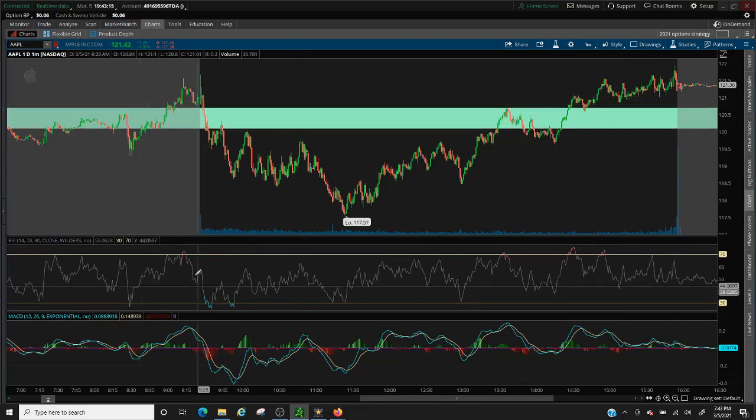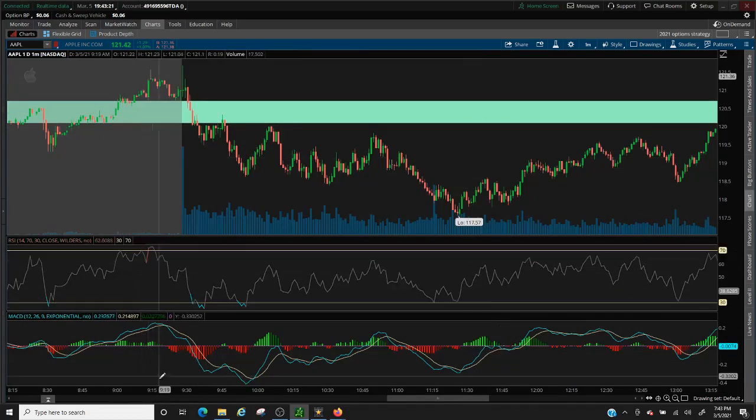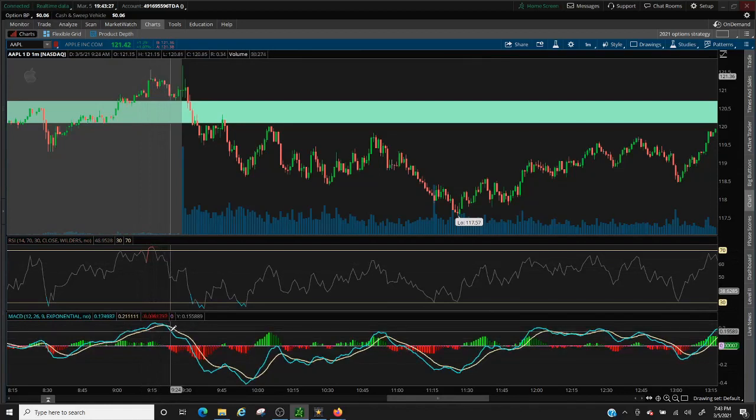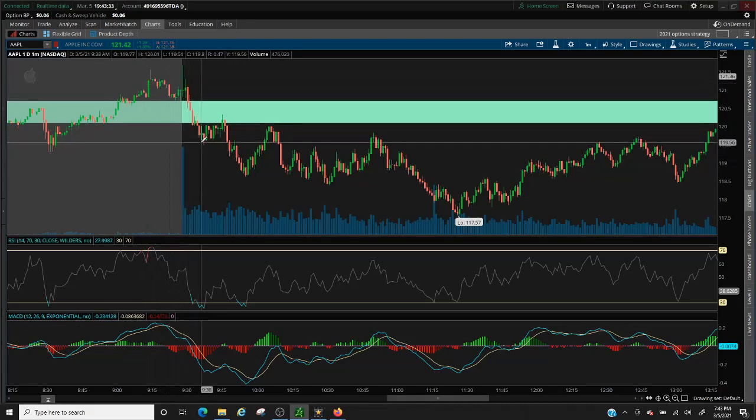But if we see here on the 1 minute, we have overbought conditions, and then we have the MACD going into the red. So we can assume that the price is going to go down. And what happens? The market opens and the price does go down, and it stays down because there's not a clear turn into the green until here.